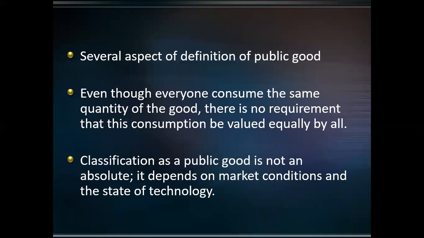Classification as a public good is not an absolute. It depends on market conditions and the state of technology. The reading room of a large library is a public good when only a few persons are present. But as the number of users increases, crowding and traffic problems occur that are inimical to serious scholarly research. The same quantity of library is being consumed by each person, but because of congestion, its quality decreases with the number of people.